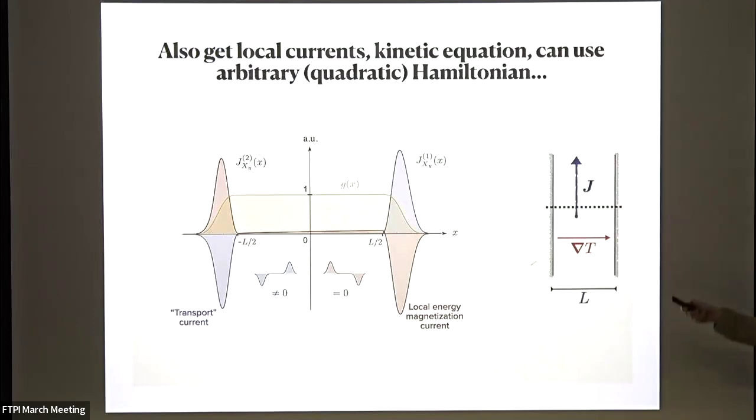We can indeed obtain the two currents, the magnetization current and the transport current, the thing that you would actually be measuring. And here we've included a boundary by including a function which vanishes outside, say, our sample boundary. And we see that we have only currents localized along the edges that are counterpropagating.